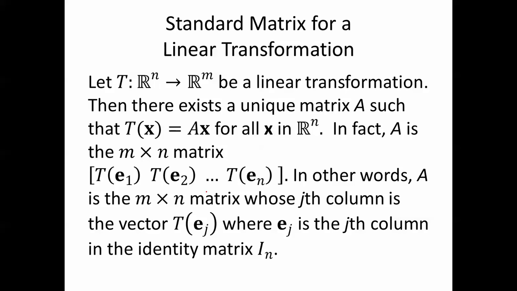A is the m by n matrix T of E1, T of E2, and so on. And remember what those represent? Those are the columns of the identity matrix. So in other words, A is the m by n matrix whose jth column is the vector T of E sub j, where E sub j is the jth column in the identity matrix I sub n. There's no way you're going to understand that based on what I just said, but you'll be fine. We'll look at some examples.